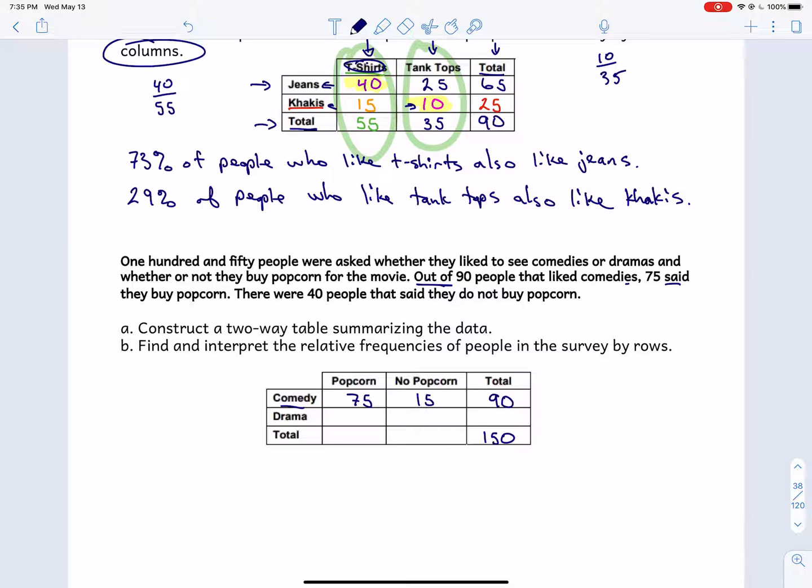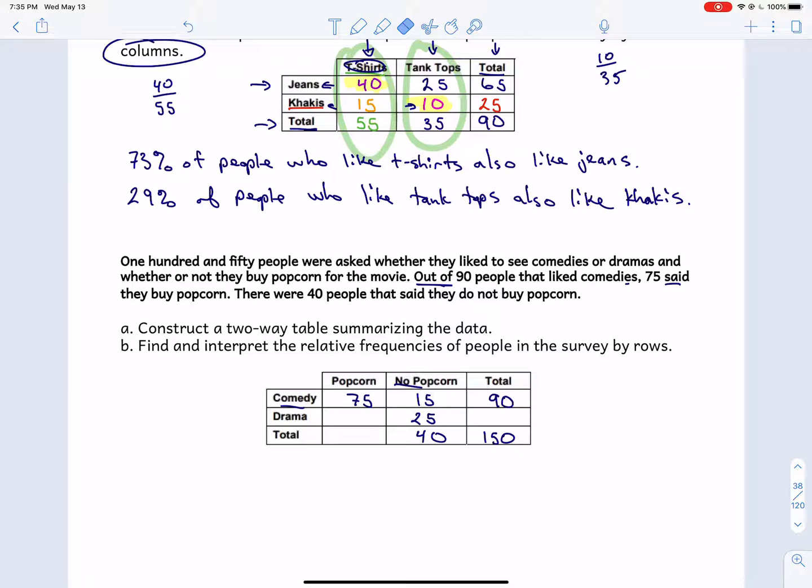All right, and then the last sentence says there were 40 people that said they do not buy popcorn. So 40 people do not buy popcorn. So here's no popcorn. So 40 total people do not buy popcorn. Okay, so we have that middle number here. We can fill in. So 15 plus what equals 40? Okay, so 25. So make sure you're checking your work. All right, you use a calculator. So 15 plus 25 equals 40.